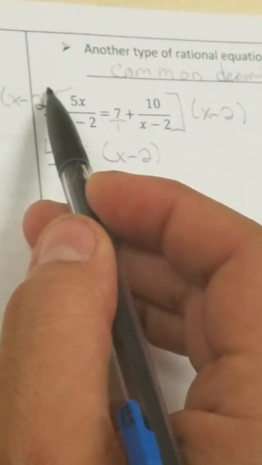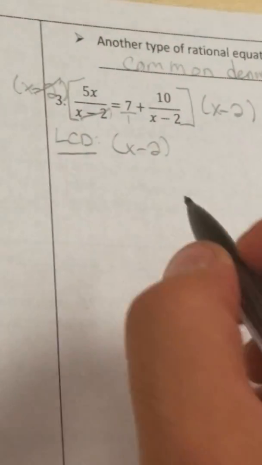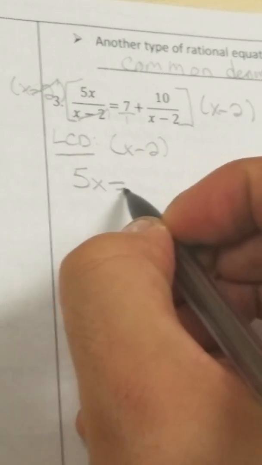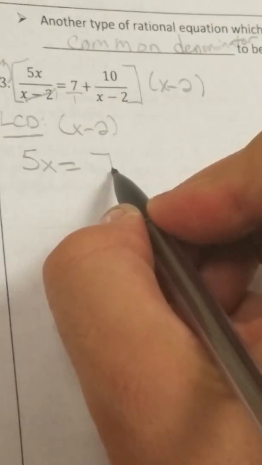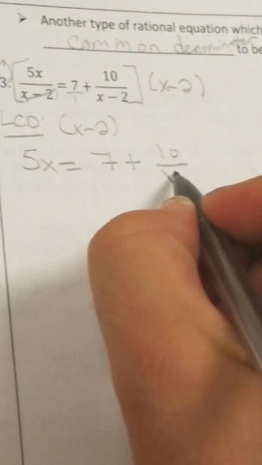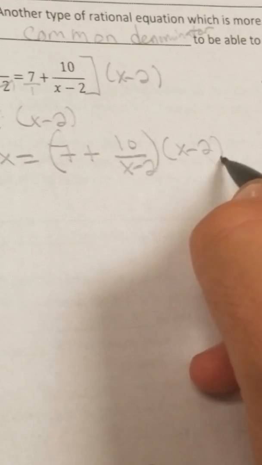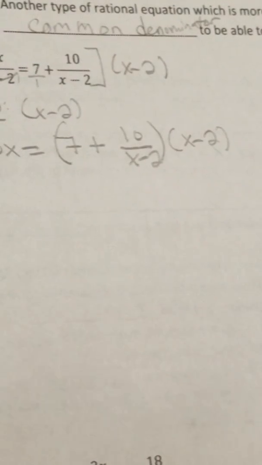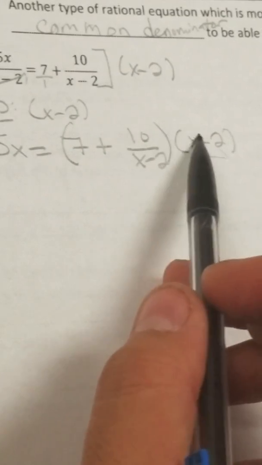All right, so notice that if I multiply x minus 2, they cancel here. So that leaves us with 5x equals, now you need to distribute this. So what I'm going to do is show you the process. So we got to do 7 plus 10 over x minus 2 times x minus 2. Okay, so notice that if I multiply x minus 2 here, it cancels.